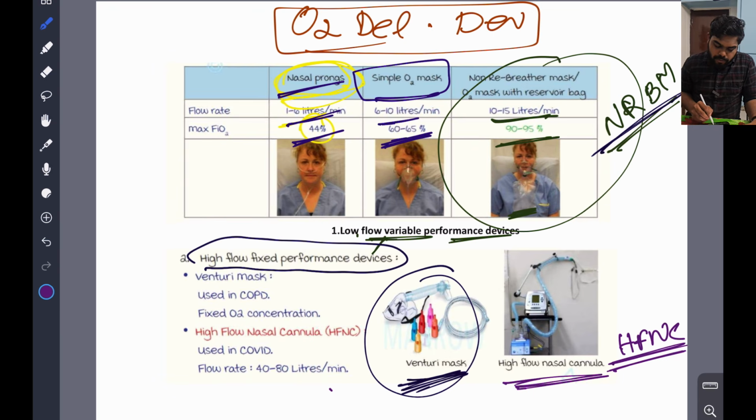It is used in COVID patients, with a flow rate of 40 to 80 liters per minute. And the Venturi mask is used in COPD, for fixed oxygen concentration. So Venturi mask, fixed oxygen concentration. HFNC cannula, high flow 40 to 80 liters per minute. That much oxygen can be delivered. Okay, clear. This is also very important.